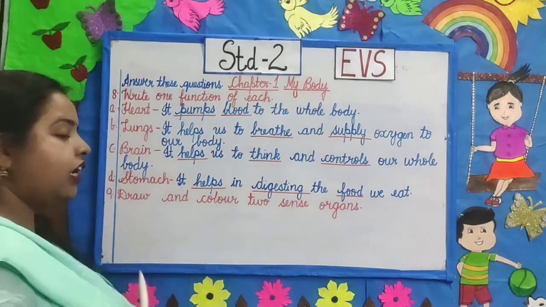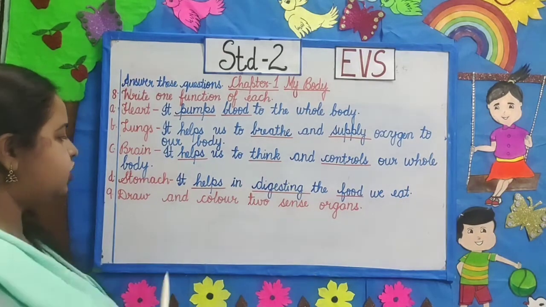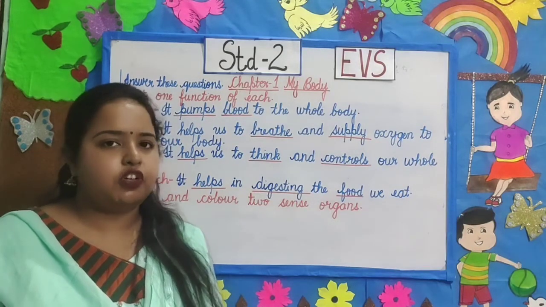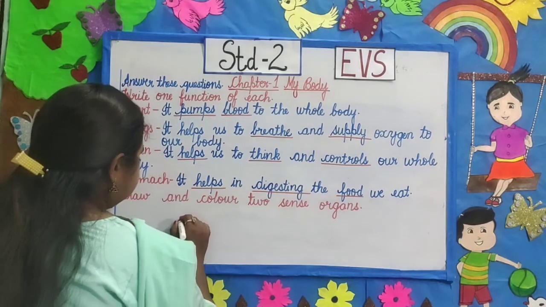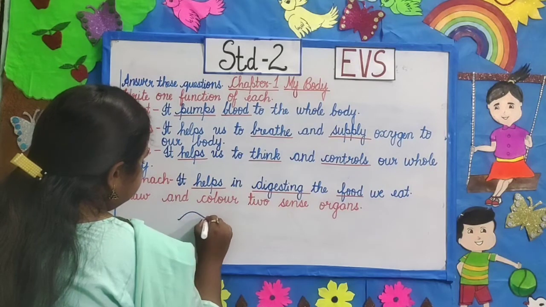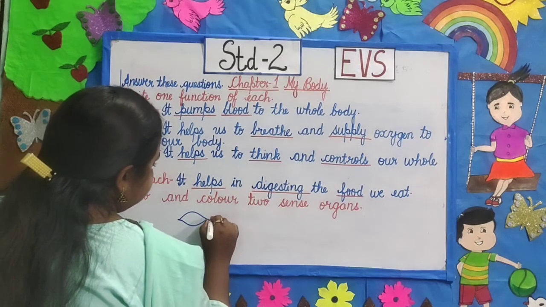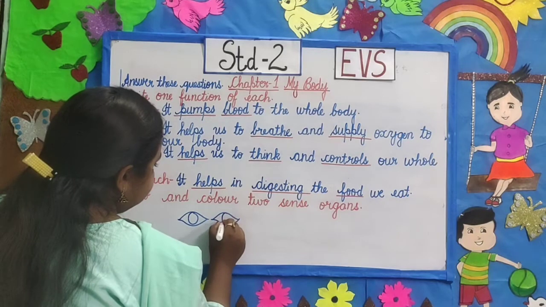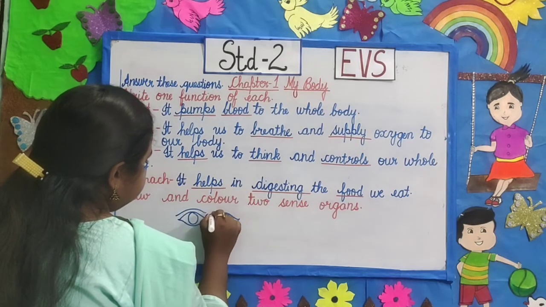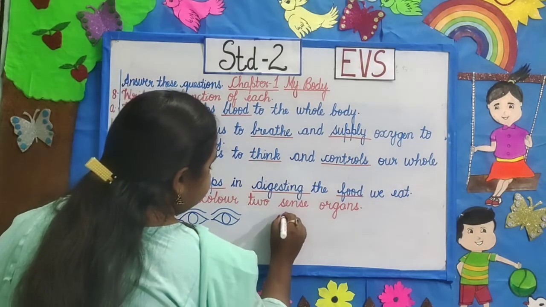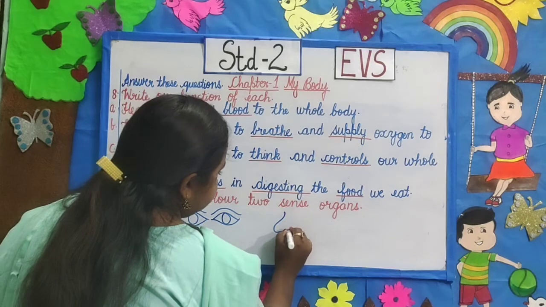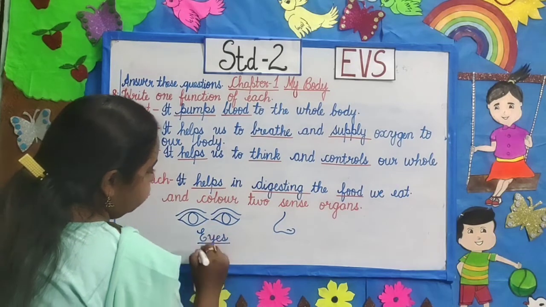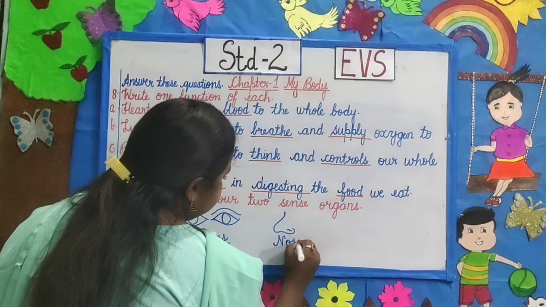Next question. Question number 9. Draw and color two sense organs. So, here I am drawing eyes and nose, and you can draw whatever you all want. Starting with eyes, make 2 curves like this, and this side also 2 curves like this. And then a circle here and here. Eyebrows. Next, I'm going to draw a nose. Make a curve like this and done. You have to label it. Whatever you are drawing, you have to label it. Eyes, and this one is nose.